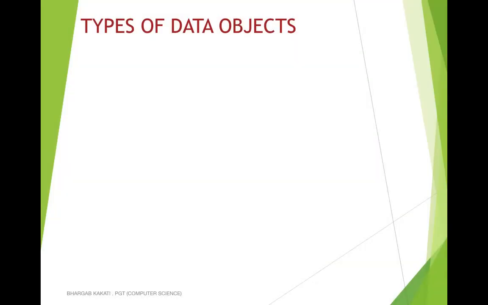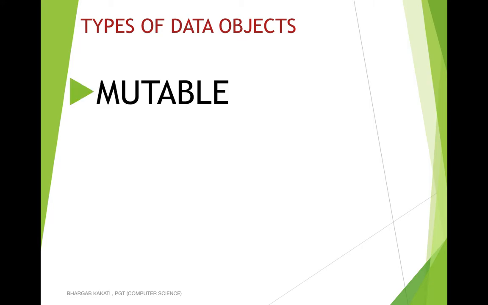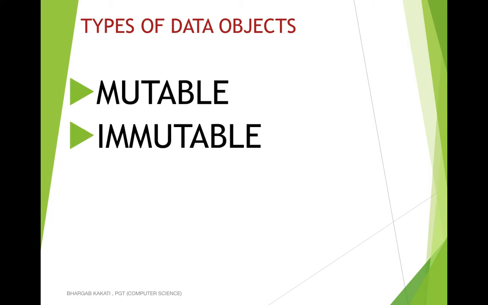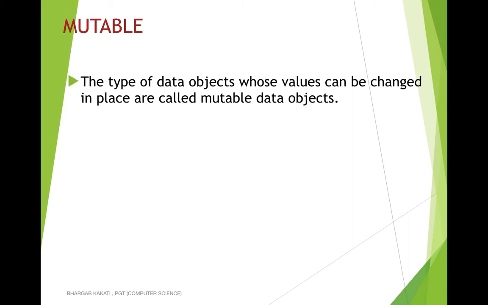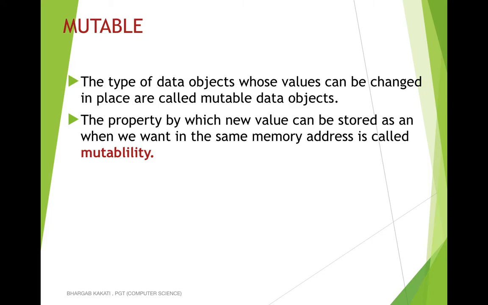Now let's go to the types of data objects. Data objects in Python can be broadly classified into two types. First is the mutable data object, and secondly we have the immutable data object. Let's discuss them one by one. So we'll begin with the mutable data object. Now what is a mutable data object? The type of data objects whose values can be changed in place are called mutable data objects. That means without changing the memory location or ID of a particular object, if we can change their values in place, then they are known as mutable data objects.